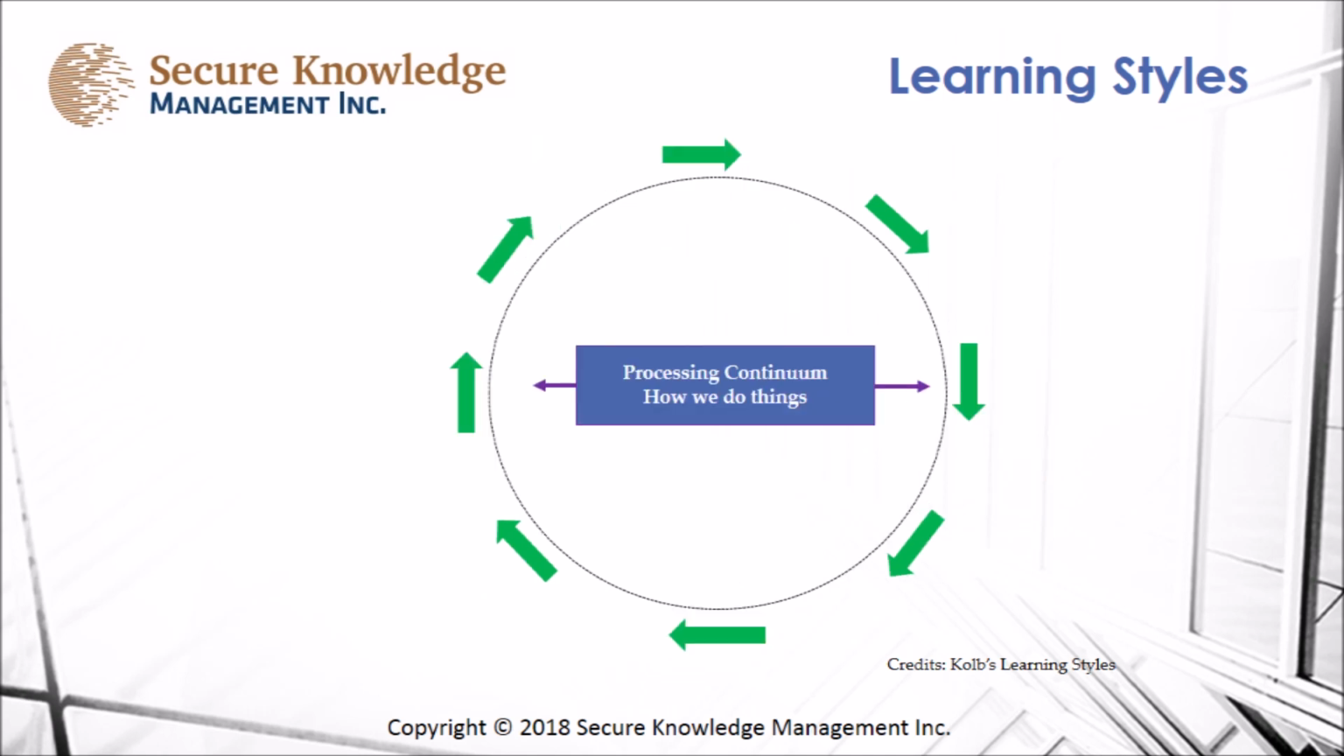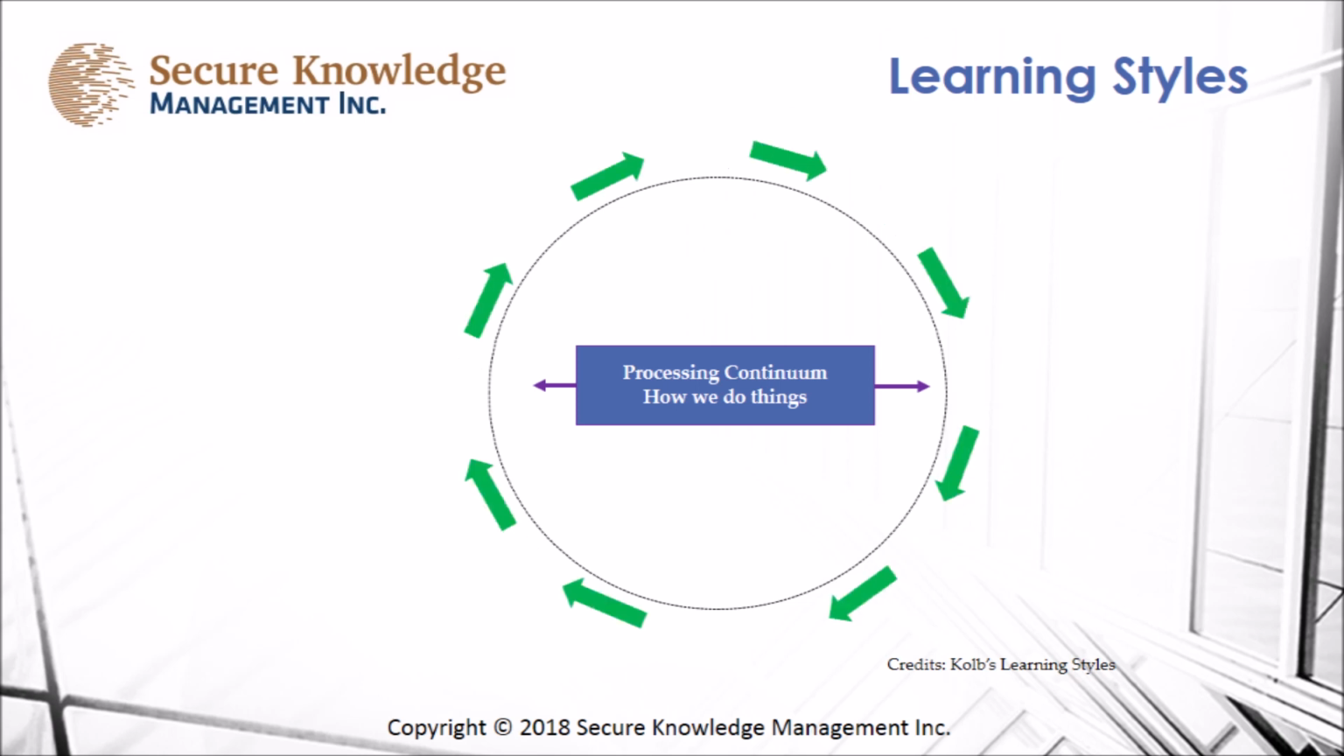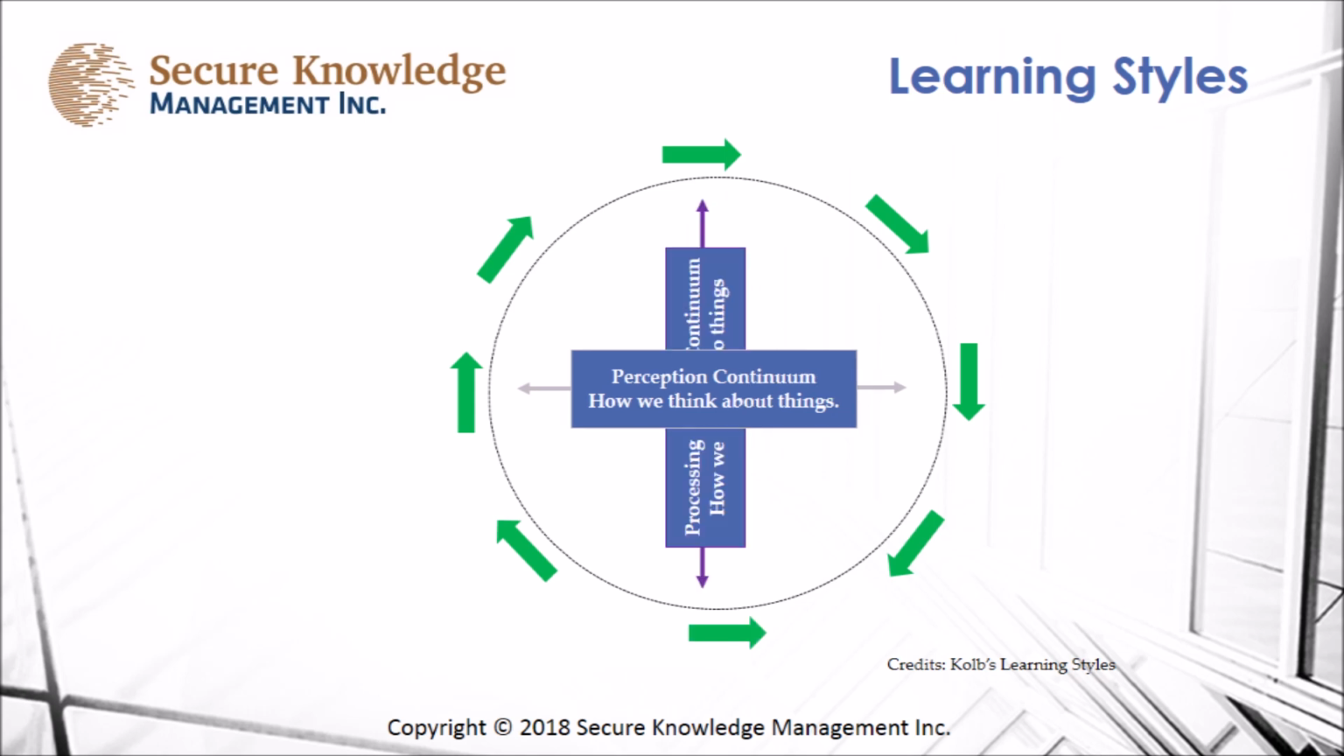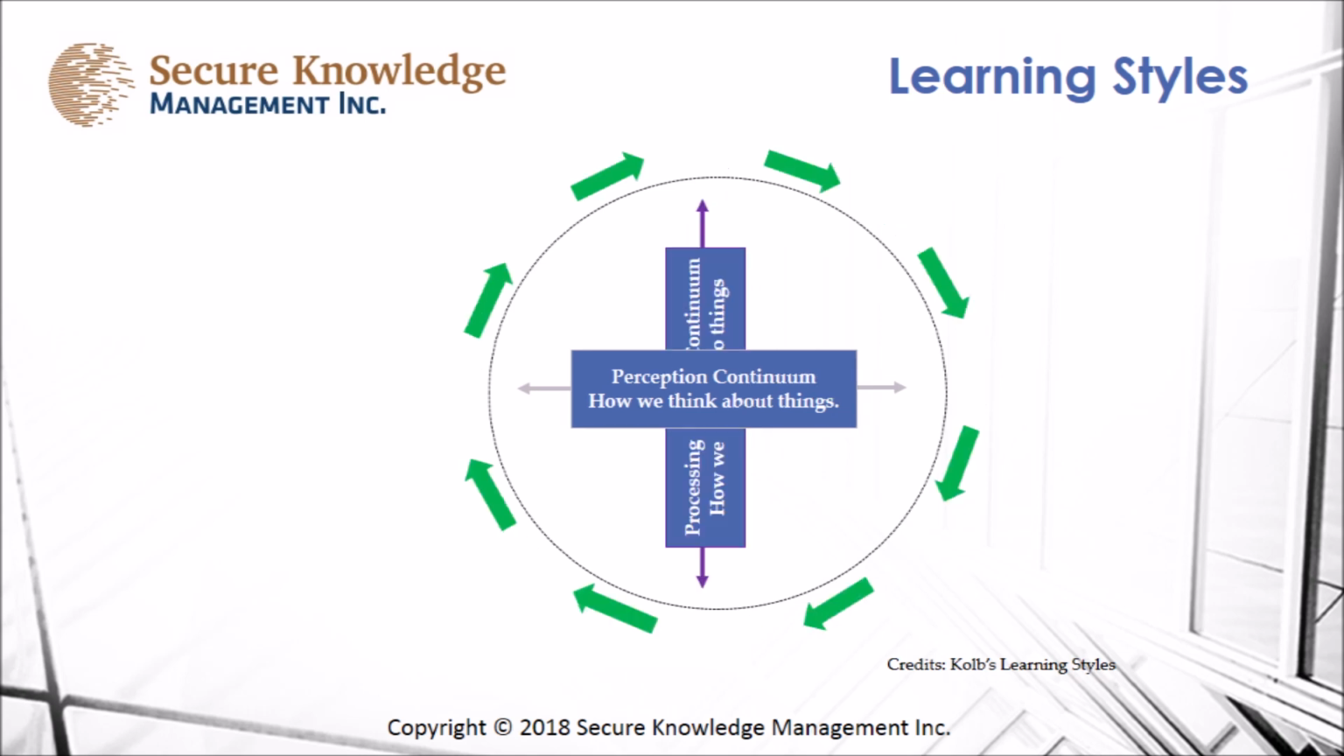During each lesson, something is happening called the process continuum. It's about how we do things during each exercise. It's also about how we think about things. This is called the perception continuum that happens during each lesson. The processing continuum and the perception continuum are working in tandem constantly during each of our lessons.